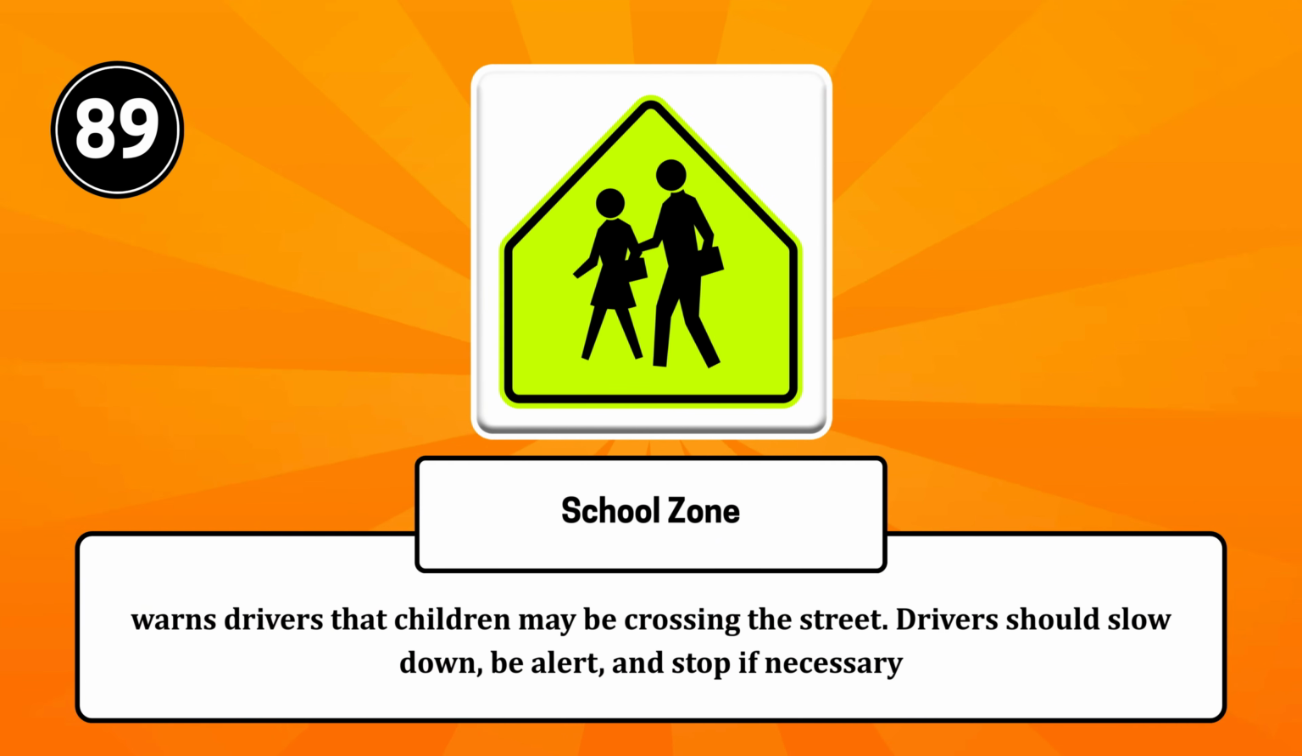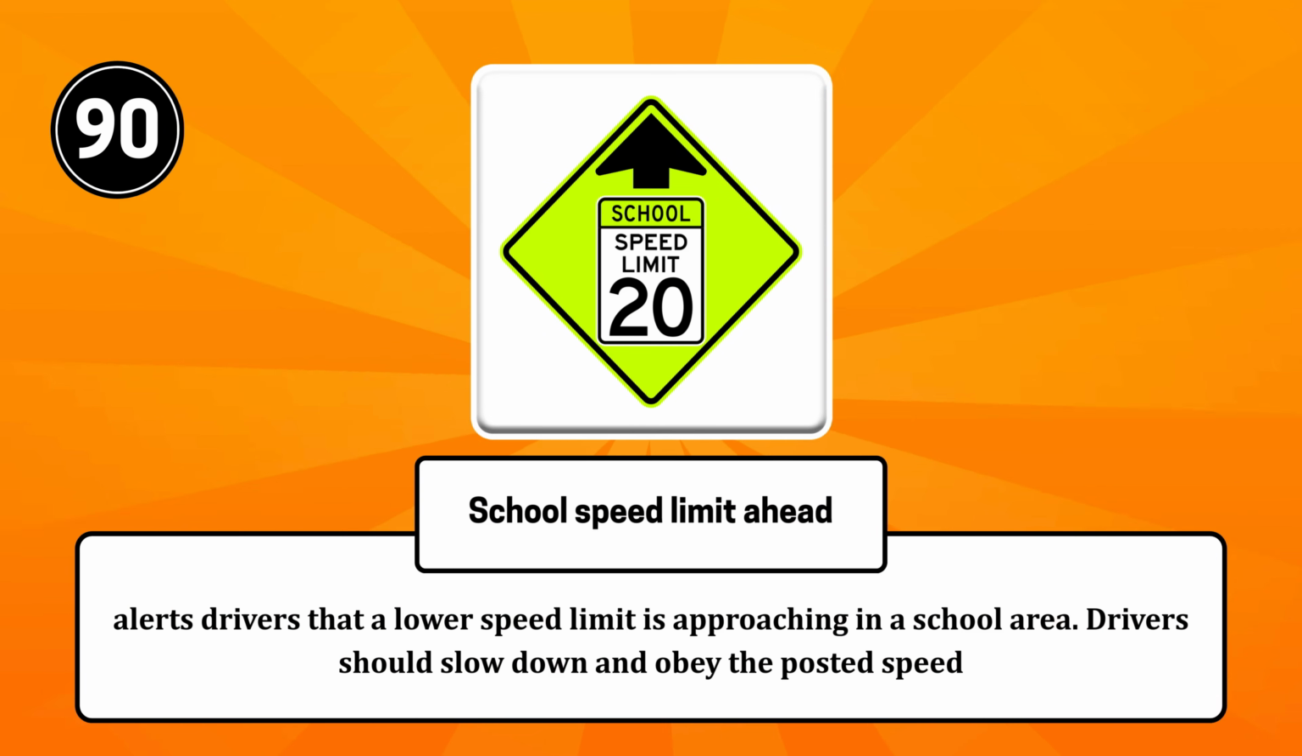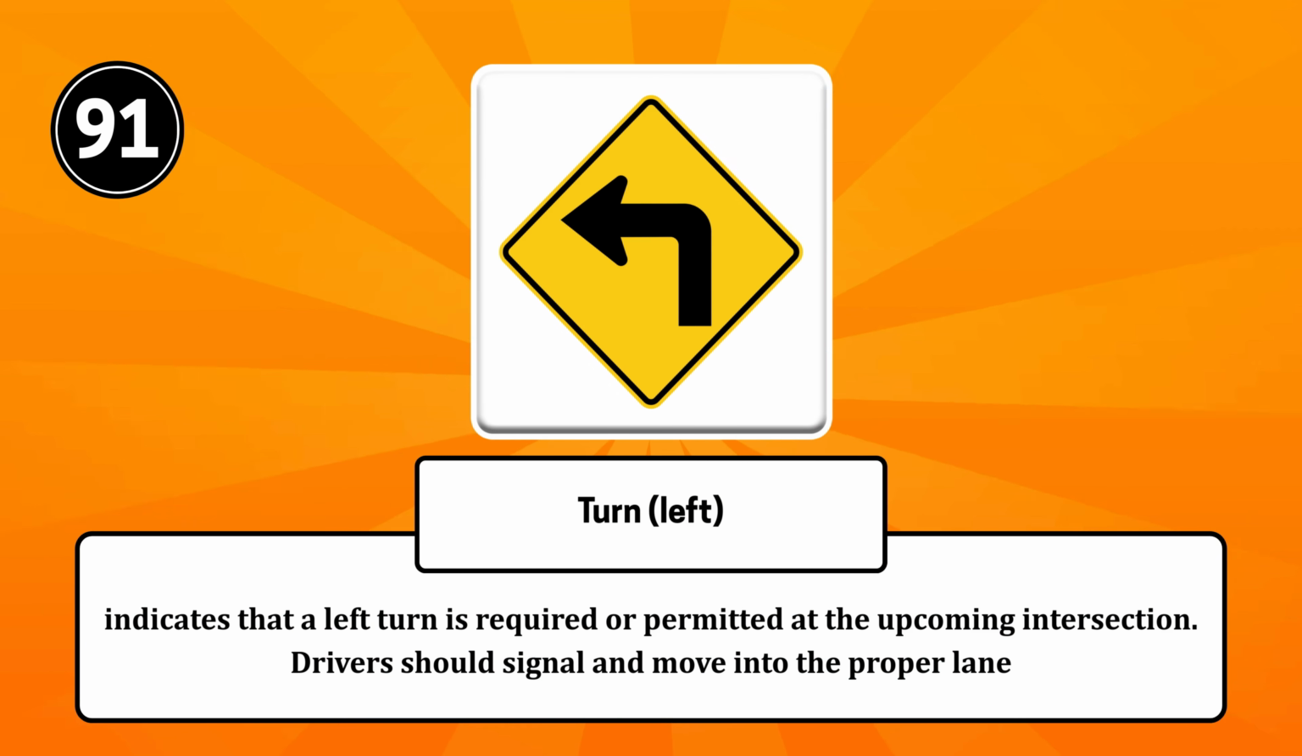The school crossing or school zone sign warns drivers that children may be crossing the street. Drivers should slow down, be alert, and stop if necessary. The school speed limit ahead sign alerts drivers that a lower speed limit is approaching in a school area. Drivers should slow down and obey the posted speed. The turn left sign indicates that a left turn is required or permitted at the upcoming intersection. Drivers should signal and move into the proper lane.